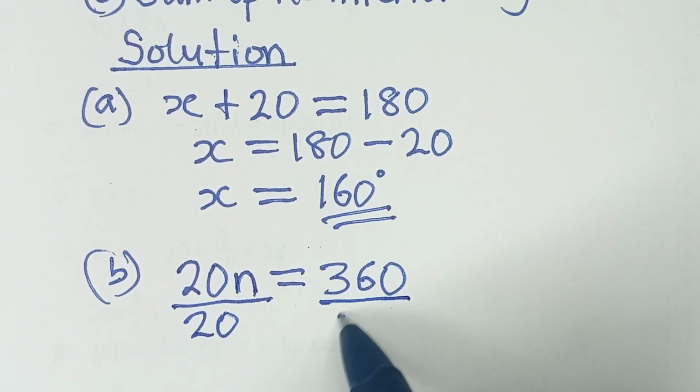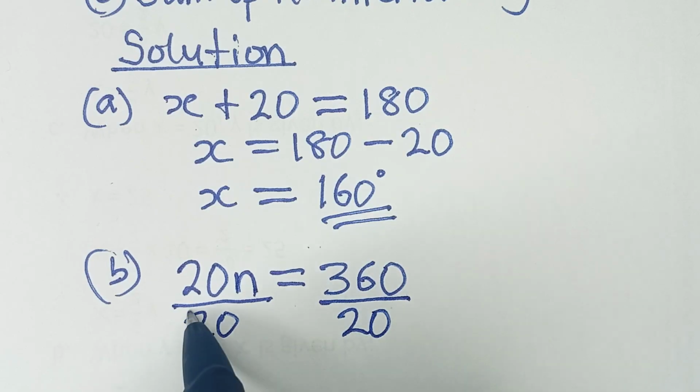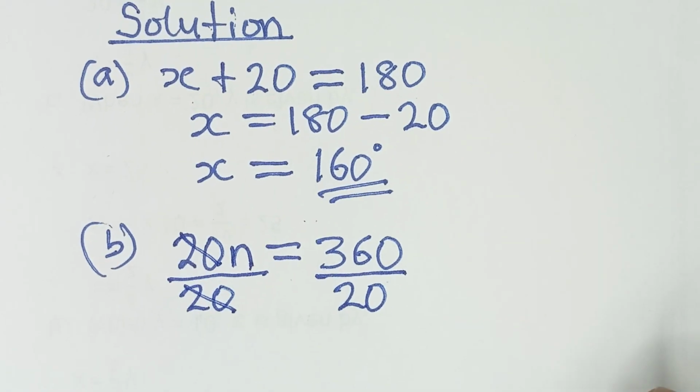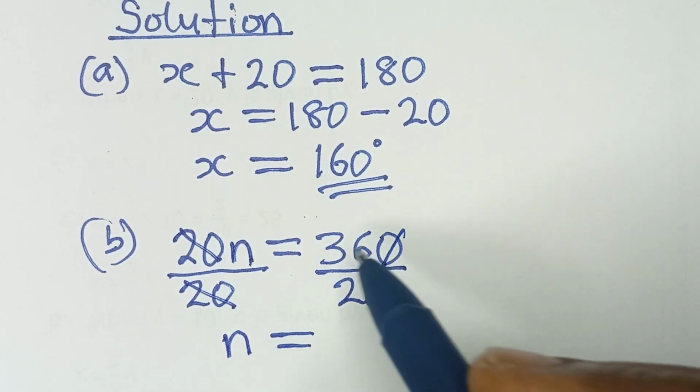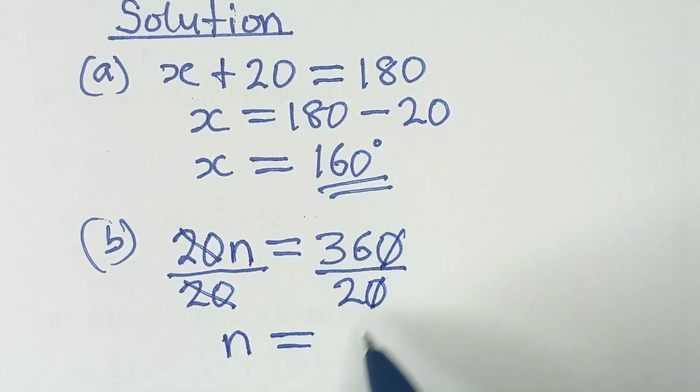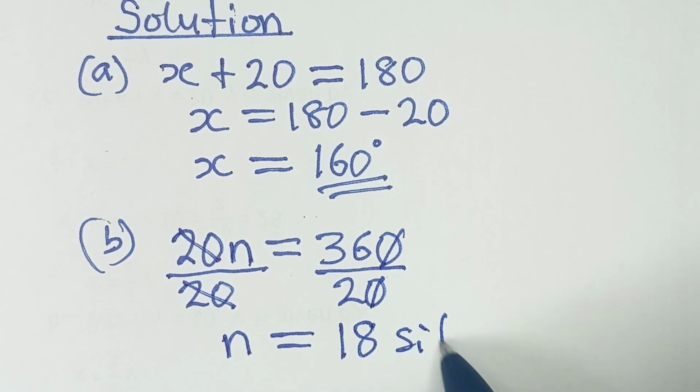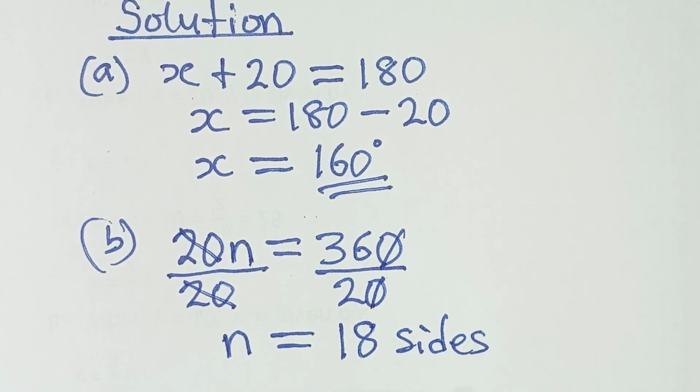Divide both sides by 20. And then 20 cancels 20. So we are left with n on this side, which is the number of sides. And that is equal to 360 divided by 20. 0 cancels 0, 36 divided by 2 will give us 18. So the polygon has 18 sides. So this is the method for finding the number of sides when the exterior angle is given.